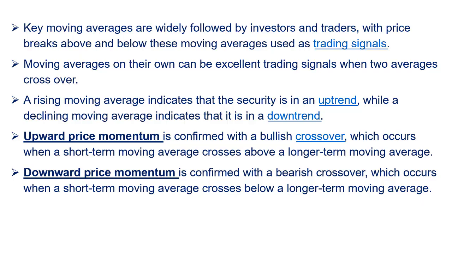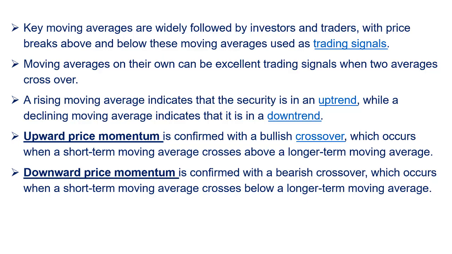A rising moving average indicates that a security is in an uptrend, while a declining moving average indicates that it's in a downtrend. Upward price movement is confirmed with a bullish crossover, which occurs when a short-term moving average crosses above a longer-term moving average, and downward price momentum is confirmed with a bearish crossover, which occurs when a short-term moving average crosses below a long-term moving average.